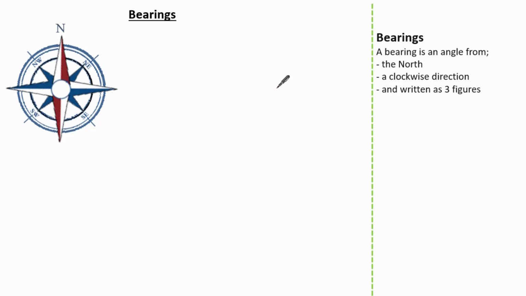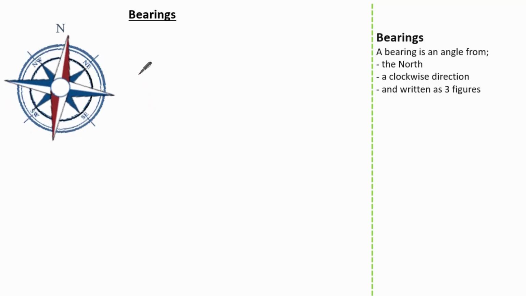So what is a bearing? Well, a bearing is simply an angle, but it's from the north, a clockwise direction, and written in 3 figures. But why, you may ask? Well, this is because bearings is more informative than a normal angle.